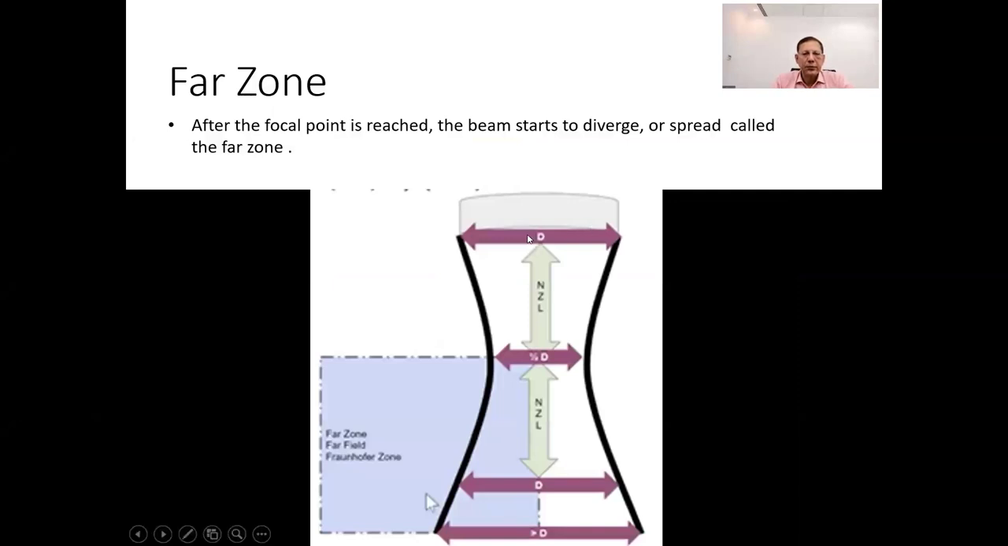Far zone, also called the far field. After the focal point is reached, the beam starts to diverge or spread, called the far zone. The far zone is the region starting at the focus. The beam continues to diverge, and when the beam is 2 times the near zone length from the transducer, it is again the same size as the transducer diameter. In the far field, beam diameter is equal to the element diameter at depths of 2 near zone lengths, and at greater depths the beam is wider than the active element.